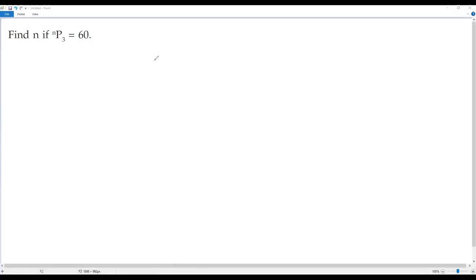Here we have a problem on permutation. Okay, let's go with the question. Find n if nP3 equals 60.